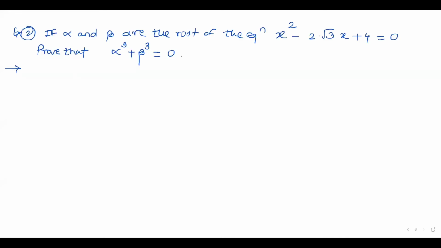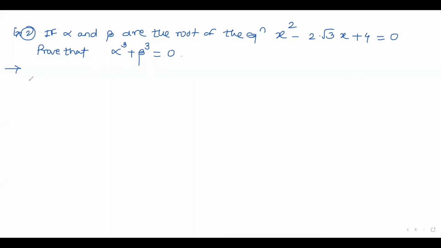Next question, example number 2. If alpha and beta are the roots of the equation x square minus 2 root 3 x plus 4 equal to 0, then we have to prove that alpha cube plus beta cube is equal to 0. Now this is a quadratic equation. So first of all we have to solve the quadratic equation and find the roots. Of course there will be two roots, and then we'll take their cubes and add and check whether the result is equal to 0 or not.